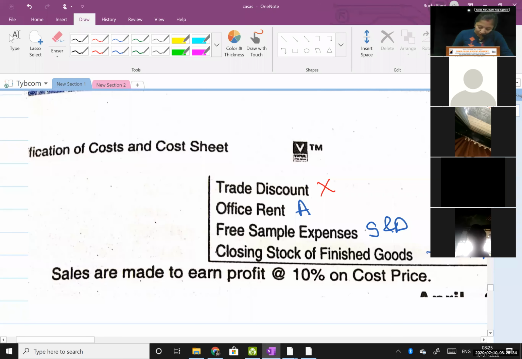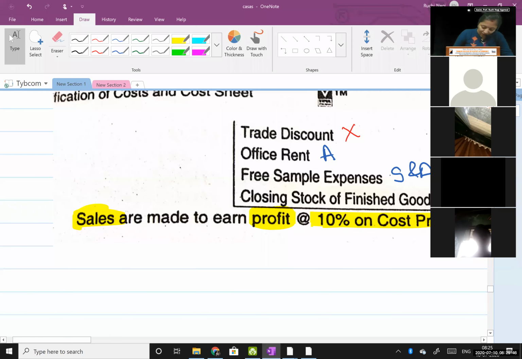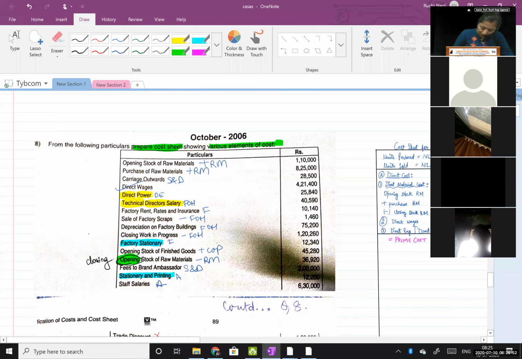Sales are made to earn profit at the rate of 10% on cost price. So this will help me to find my sales profit. First we'll write a note for items which we are not taking in cost sheet. There is only one item, trade discount, which we are not taking in cost. So write a note for it.